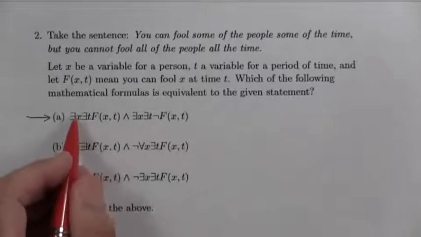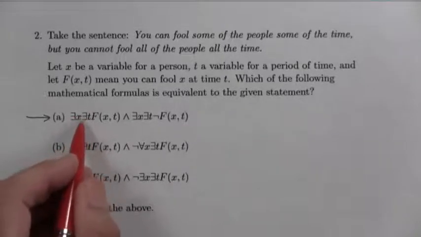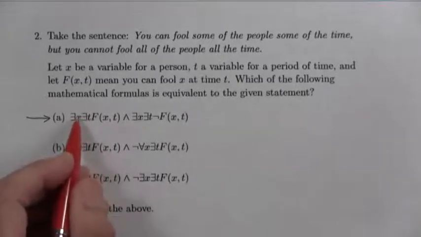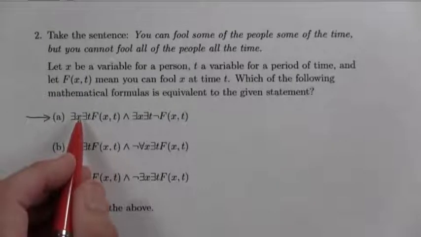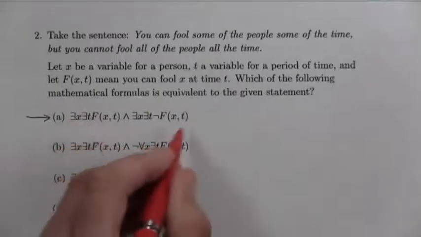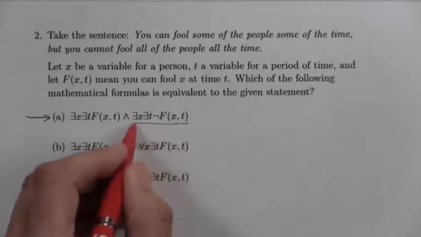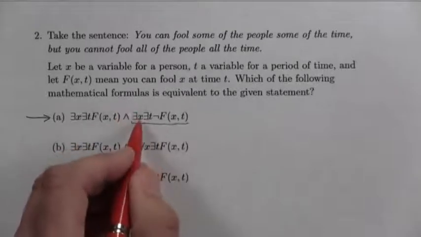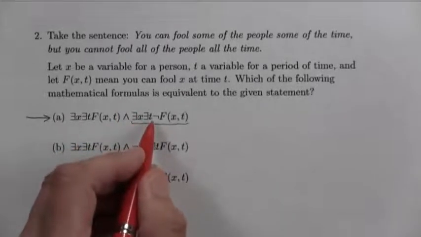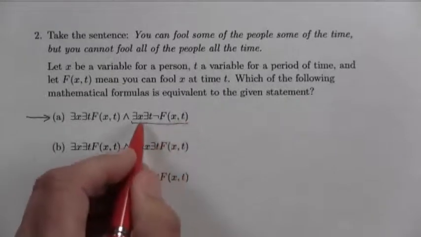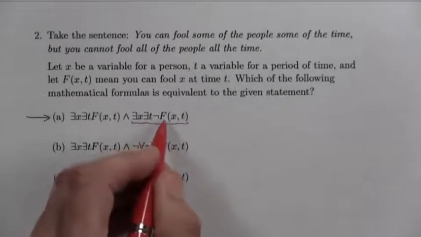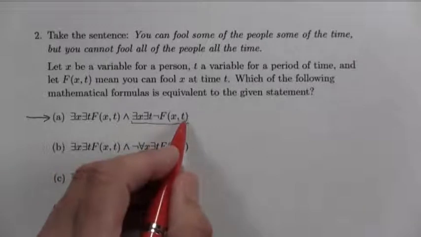Remember, existence quantifiers are what we use in mathematics to capture the word some, or at least one. A little bit atypical in terms of what the word some means in everyday language. Okay, and here, the way I've expressed it is there is a person and there is a time such that you cannot fool that person at that time. Okay, there's a person and a time such that you cannot fool that person at that time.